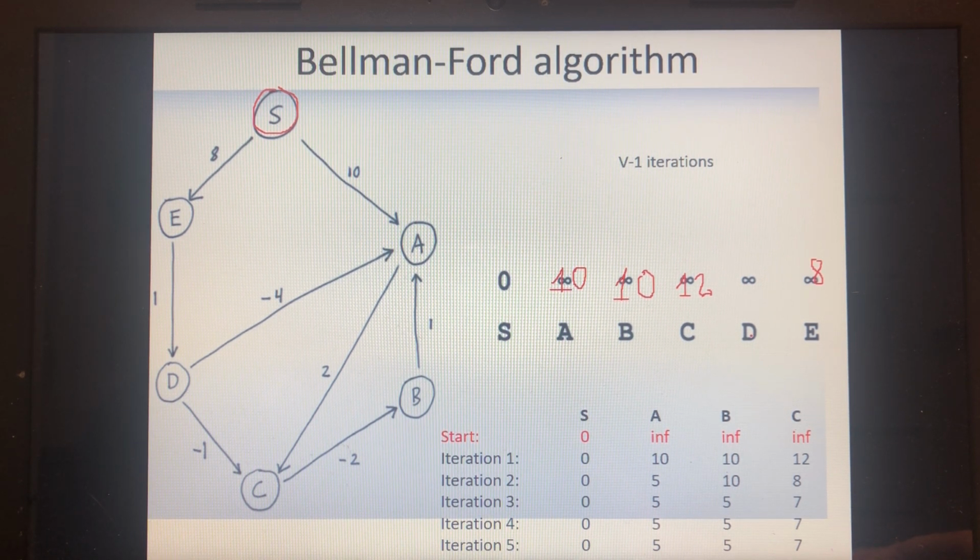Now from D, what can we do? From D we can go to C or we can go to A, but we don't know how to reach D yet. Now from E we can go to D. From E to D it's 1, and from S to E it's 8. So 8 plus 1 would be 9, and we can go to D by 9. So this is the first iteration.